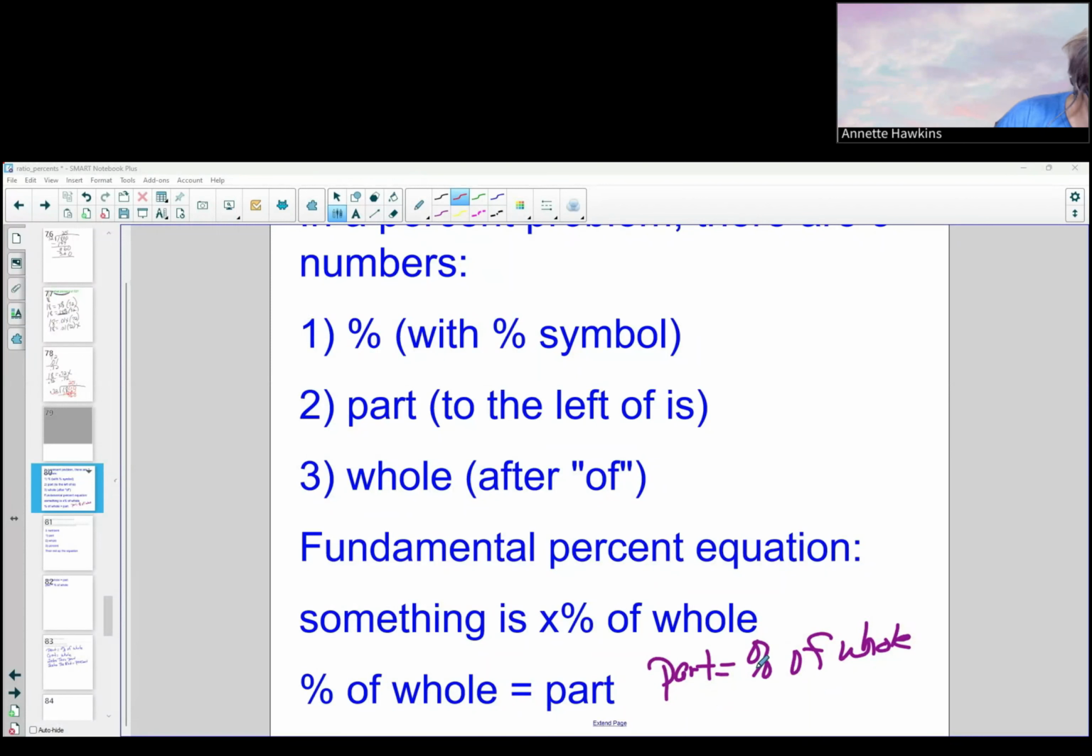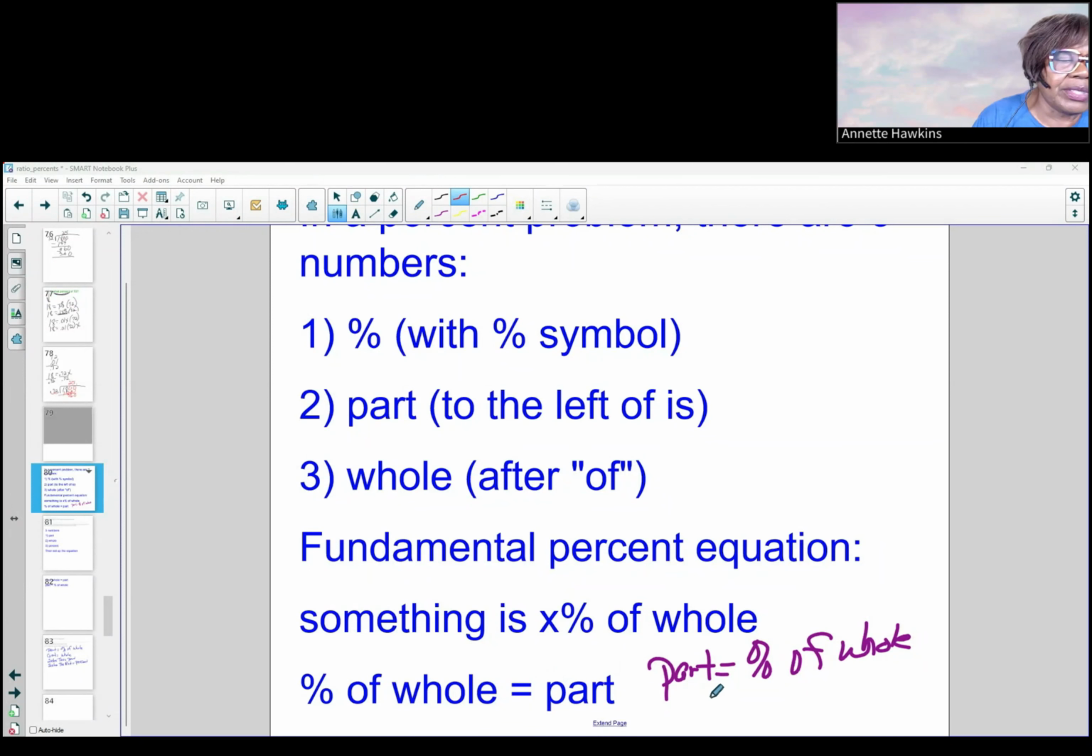Now, you want to take a few minutes and say this to yourself. The fundamental percent equation is this: something is X percent of the whole. Percent of whole equals the part. Part equals percent of whole.